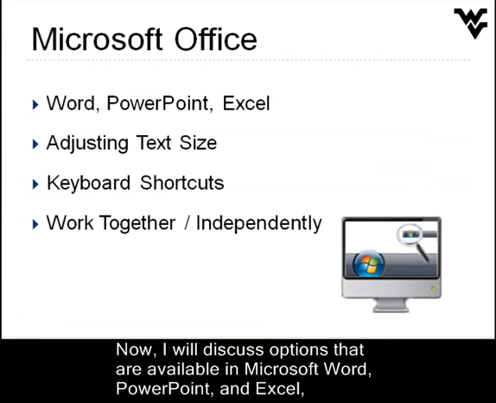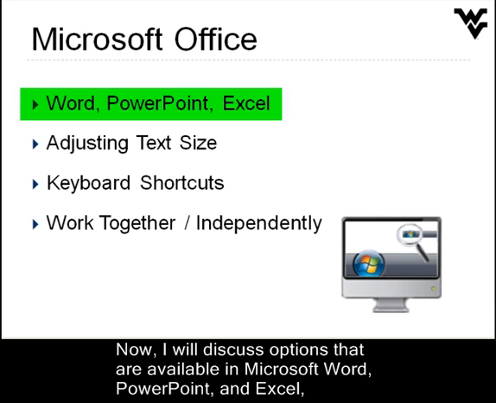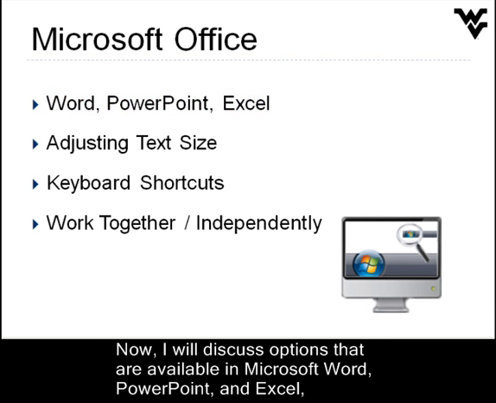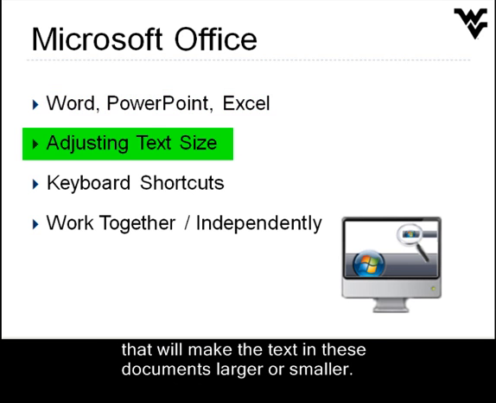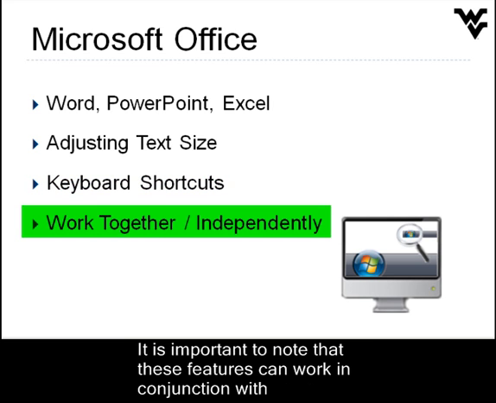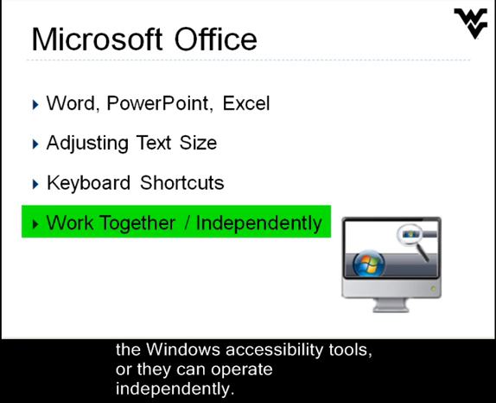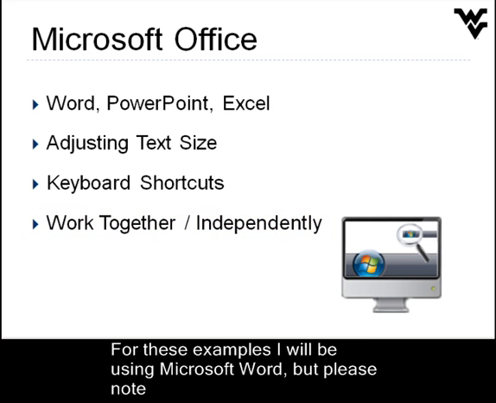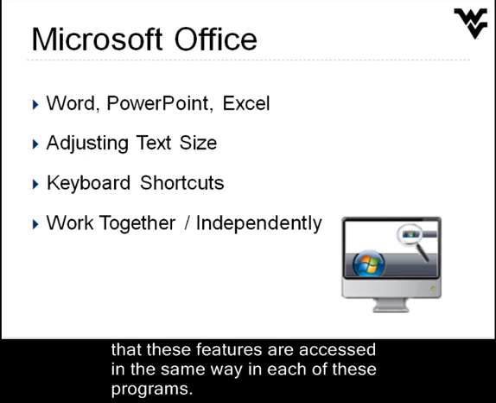Now I will discuss the options that are available in Microsoft Word, PowerPoint, and Excel that will make the text in these documents larger or smaller. I will also discuss how you can access items on the toolbar through keyboard shortcuts. It is important to note that these features can work in conjunction with the Windows accessibility tools, or they can operate independently. For these examples, I will be using Microsoft Word, but please note that these features are accessed in the same way in each of these programs.